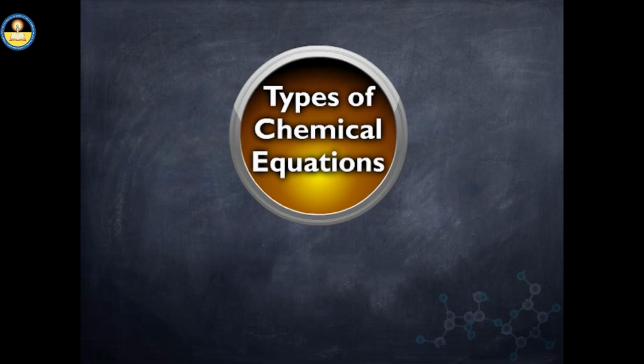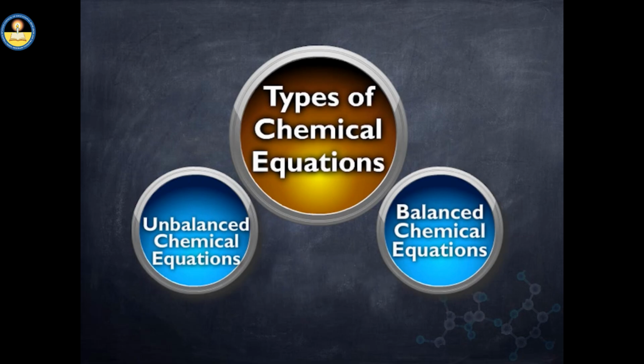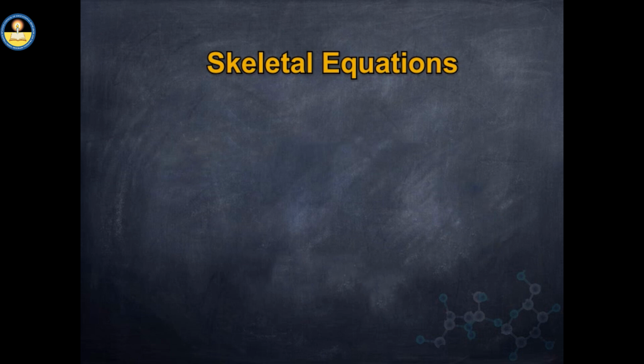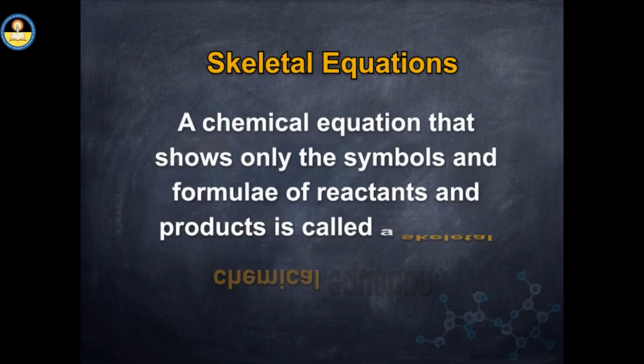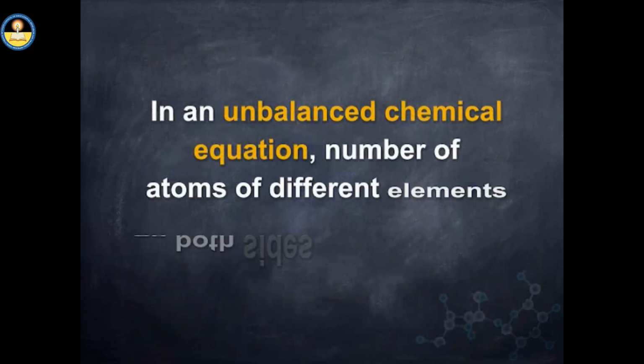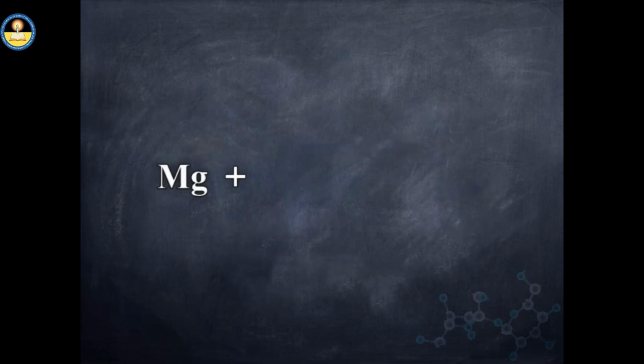Types of chemical equations. Equations can be of two types: unbalanced and balanced chemical equations. Skeletal equations. A chemical equation that shows only the symbols and formulae of reactants and products is called a skeletal chemical equation. In an unbalanced chemical equation, the number of atoms of different elements on both sides of the equation is not equal. Mg plus O2 gives MgO.